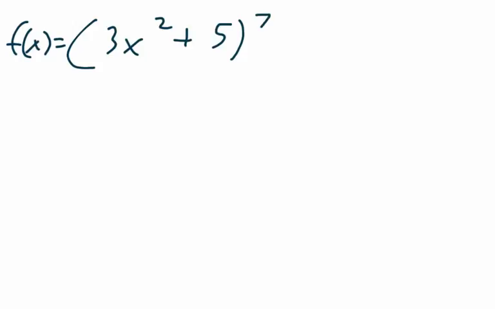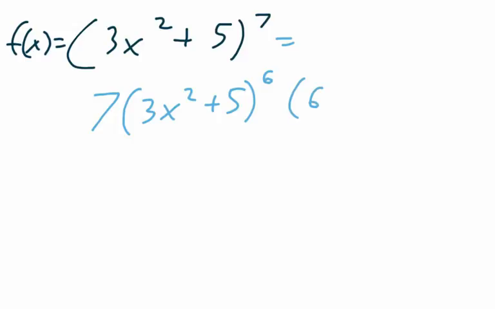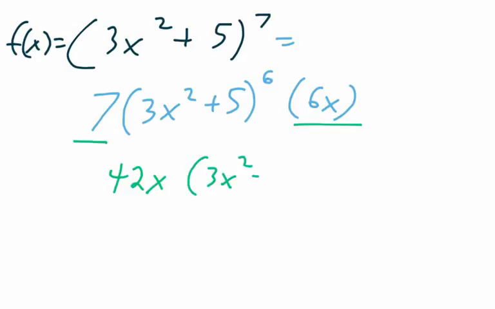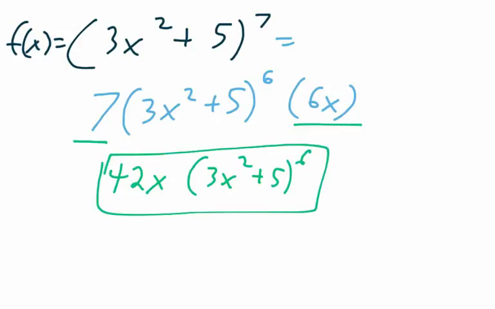Alright, we're going to start out with some basic chain rule and then we'll move into some of the more difficult ones. So for this problem, I'm going to bring the 7 down. We leave the inside alone to the 6th power. Then we take the derivative of the inside, which is 6x. I can multiply those two together without very much problem. So we got 42x times (3x squared plus 5) to the 6th. And that is our derivative.